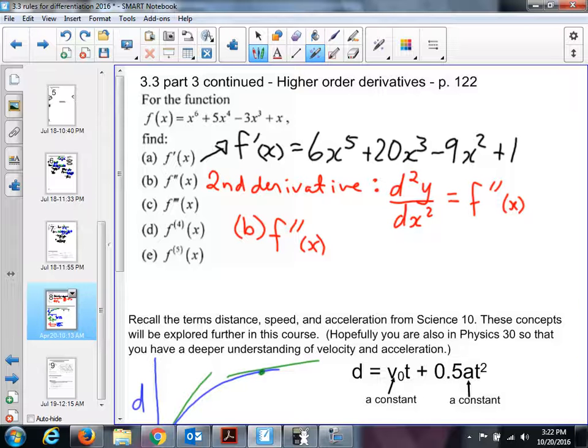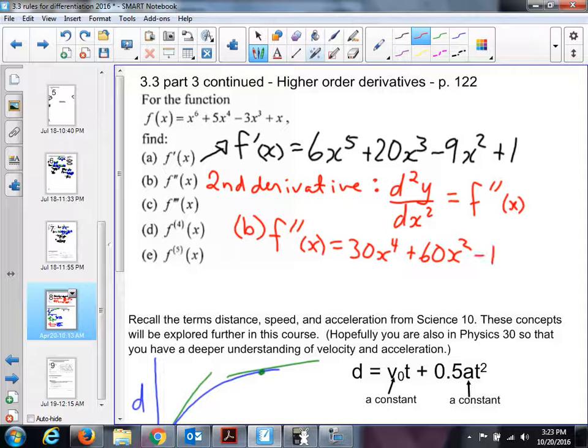Okay, let's compare answers. Don't just wait for me, I hope you have it done. Okay, let's go with it. First one, 6 times 5, 30x to the 4. 6 x squared minus 18x, and the plus 1 zeroes out.